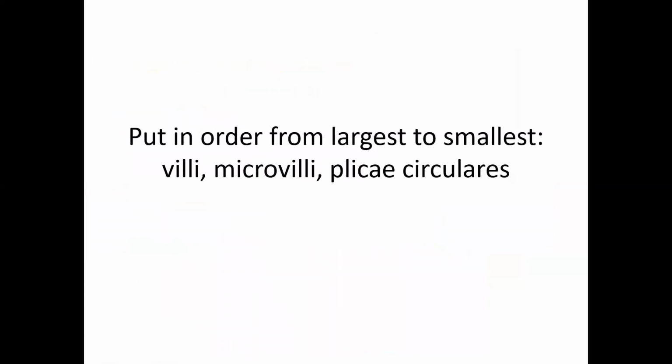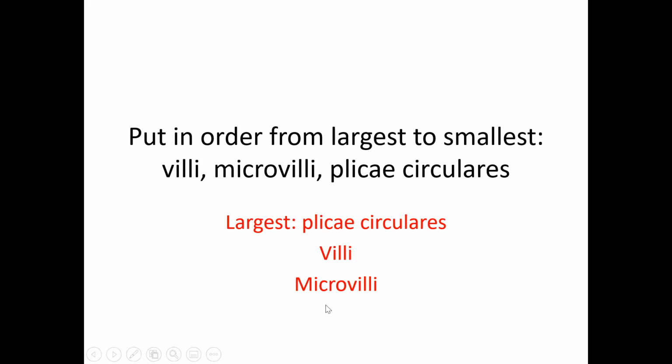Okay, so putting in order from smallest to biggest. Oh, largest to smallest. Okay, so the biggest of these would be the plica circularis. Those are the large corkscrew-like structures, the folds. Then you create the villi, which are the finger-like extensions, and then you have the microvilli, which are the tiny extensions on the surface of the cells, also known as the brush border. And the function of all of those is the same, and they're all to increase surface area.